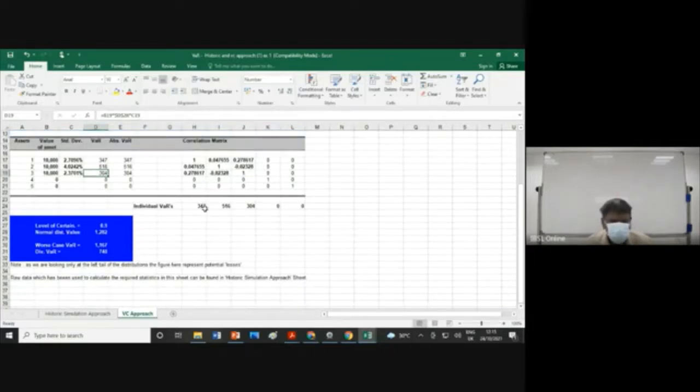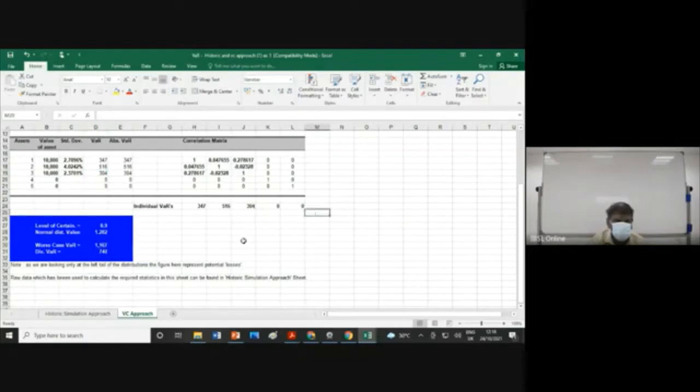So if you look at individual bars, the worst case bar that can happen individually, if you add together 347 plus 516 plus 304. So that is individually. Remember, we looked at the individual Microsoft and AT&T. So altogether it comes to 1267, the combination of these three, right?